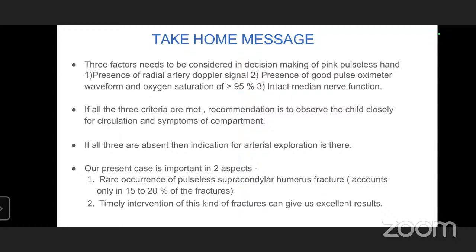So the take home message is that three factors need to be considered for decision making in a pulseless hand. One is the presence of a radial artery Doppler signal, two is the presence of a good pulse oximeter waveform and oxygen saturation of greater than 95%, and number three is intact median nerve function. If all three criteria are met, the recommendation is to observe the child closely for circulation and symptoms of compartment syndrome, and if all three are absent, then there is an indication for arterial exploration.